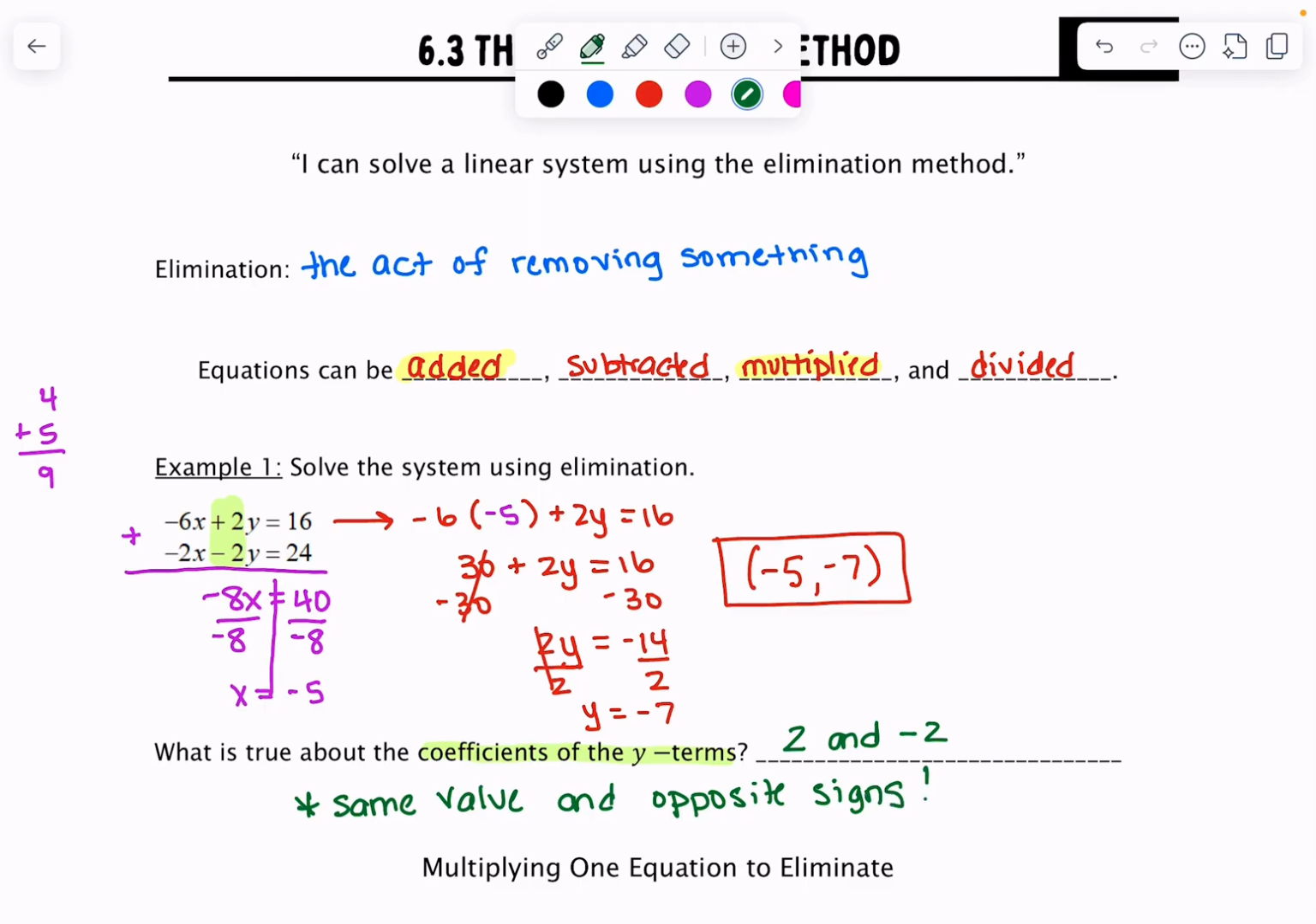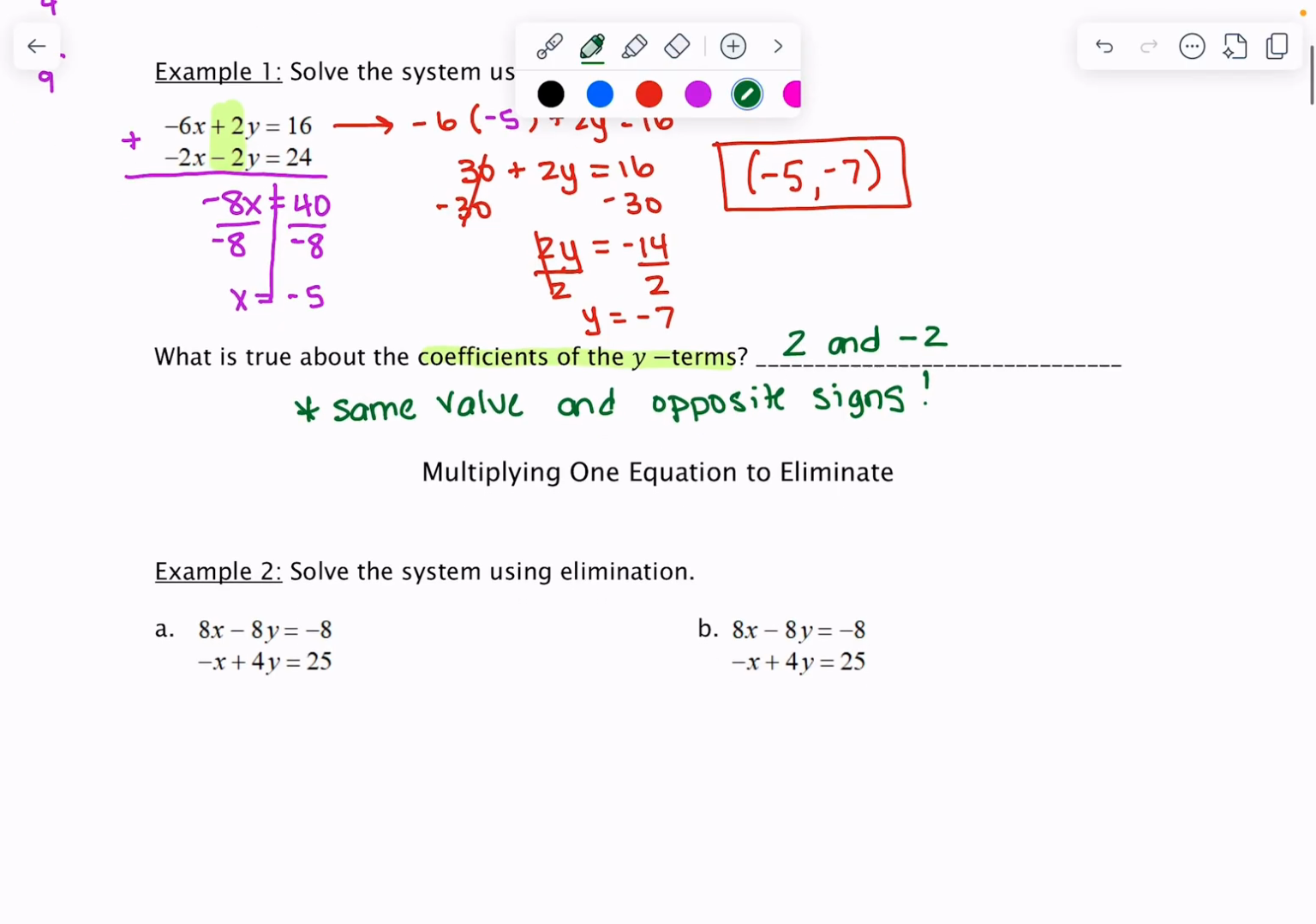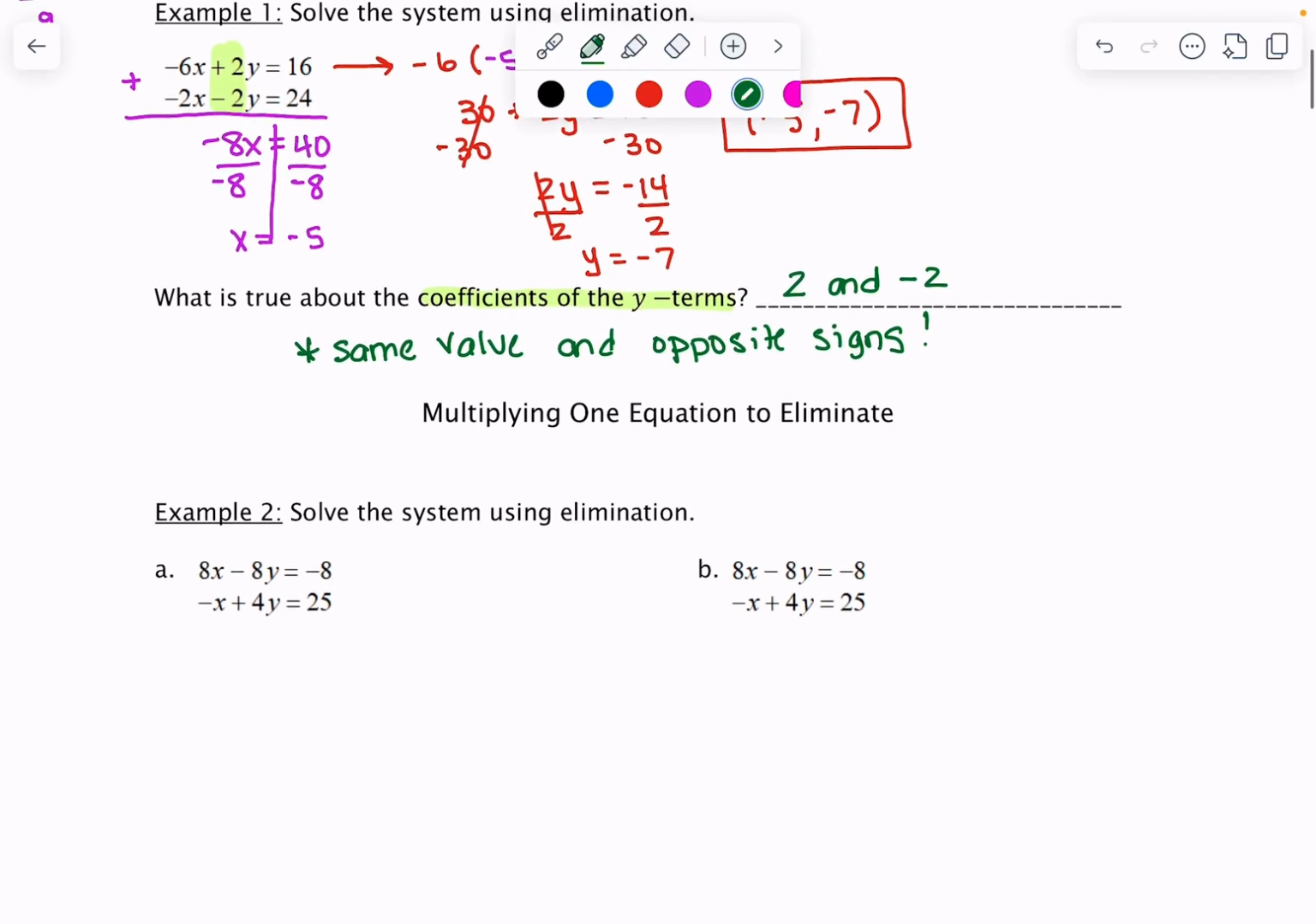So let's take a look at example number 2. If I want the same value and opposite signs, I'm going to look at each of these equations together. So there are the two equations I'm looking at: 8x minus 8y equals -8, and -x plus 4y equals 25. Neither of these variables will cancel out. If I try to add these together, I'm going to get 7x, -4y, and then 17. That doesn't help me, because I've still got two variables.